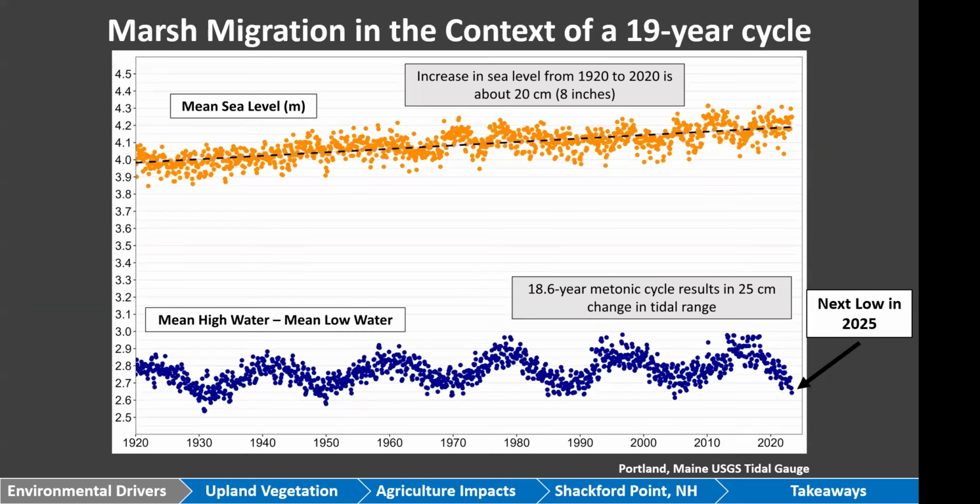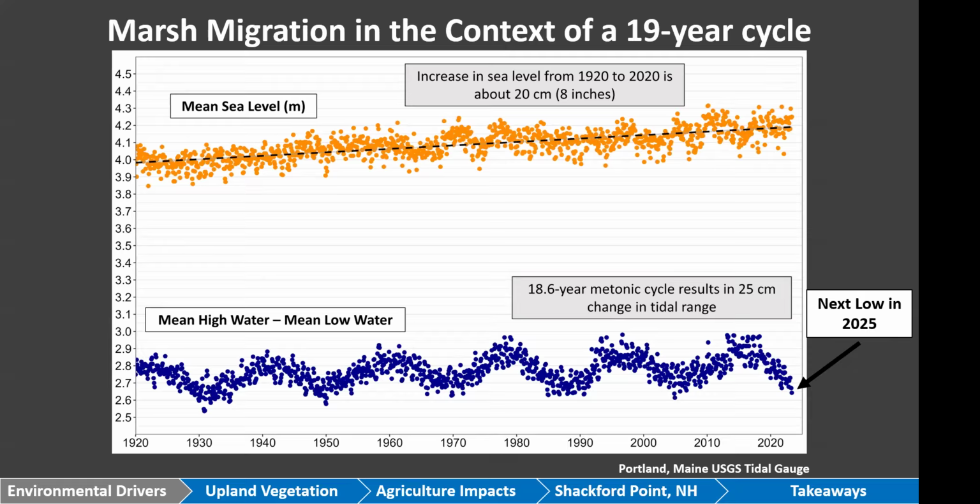Lastly, I really wanted to frame this whole conversation into the context of the 18.6-year metonic cycle. So this is the Portland tidal gauge. On the top, the orange dots are the mean sea level in North Atlantic vertical datum meters. So you can see over time here in Portland, Maine, they've seen about an increase of 20 centimeters since 1920. On the bottom in the blue is the monthly mean tidal amplitude, which is just mean high water minus mean low water.